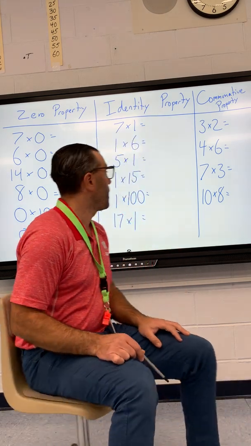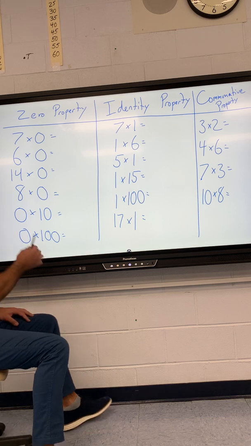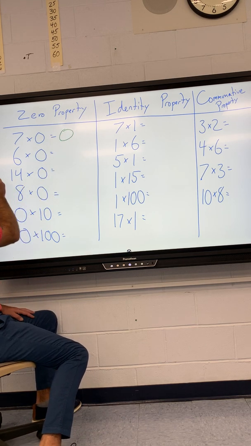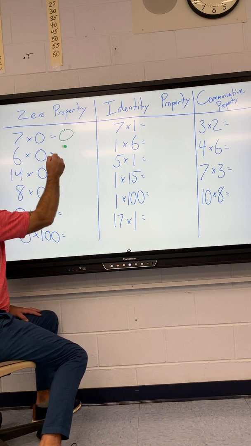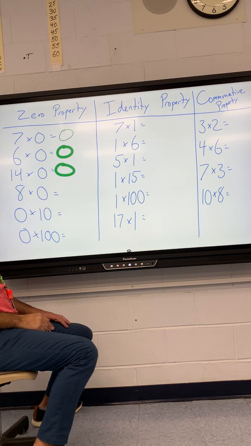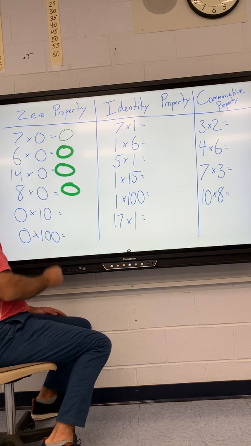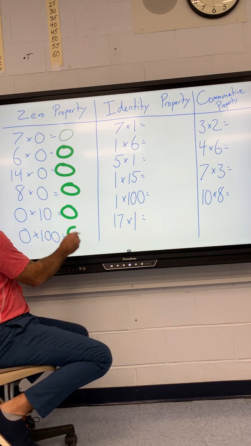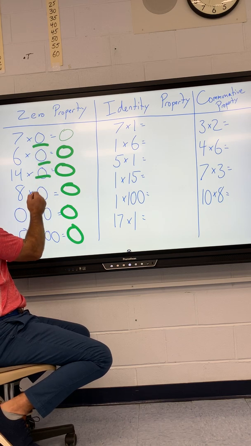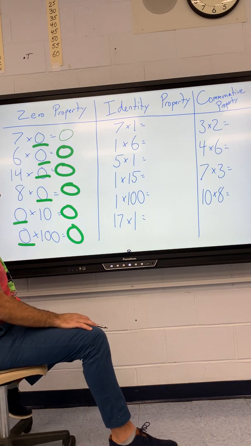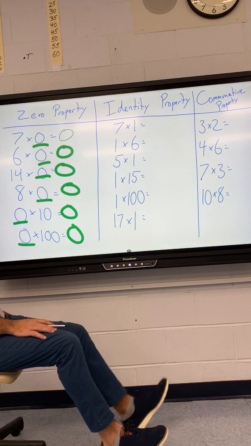So check this out. 7 times 0, answer 0, right? Always going to be 0. 6 times 0, 0. 14 times 0, 0. 8 times 0, you guessed it, 0. 0 times 10, 0. 0 times 100, 0. Anything times 0 is always going to be 0, every single time, all right?